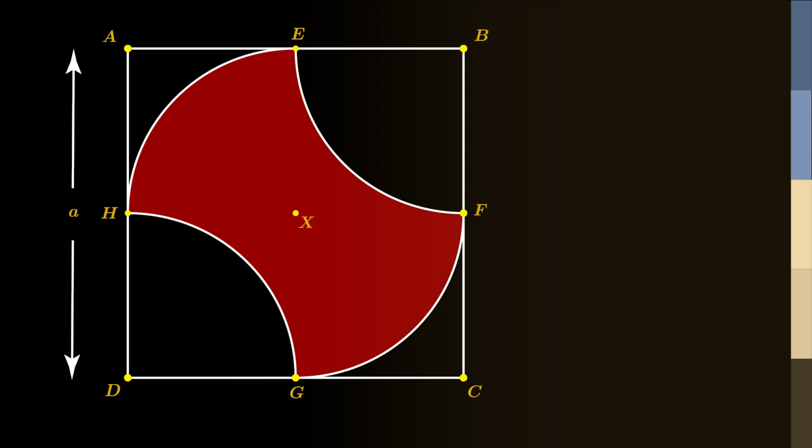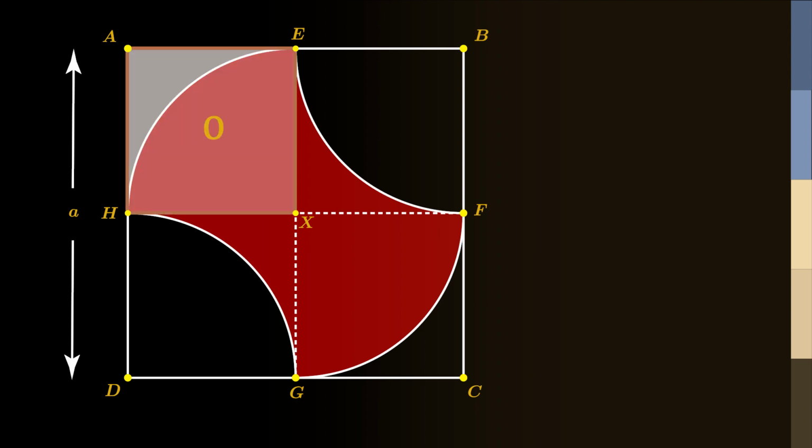What is now the area of the battle axe? Let's draw the lines HF and EG. AEXH is a quarter of the square, and so the area of this little square, let's call it O, is A squared over 4.